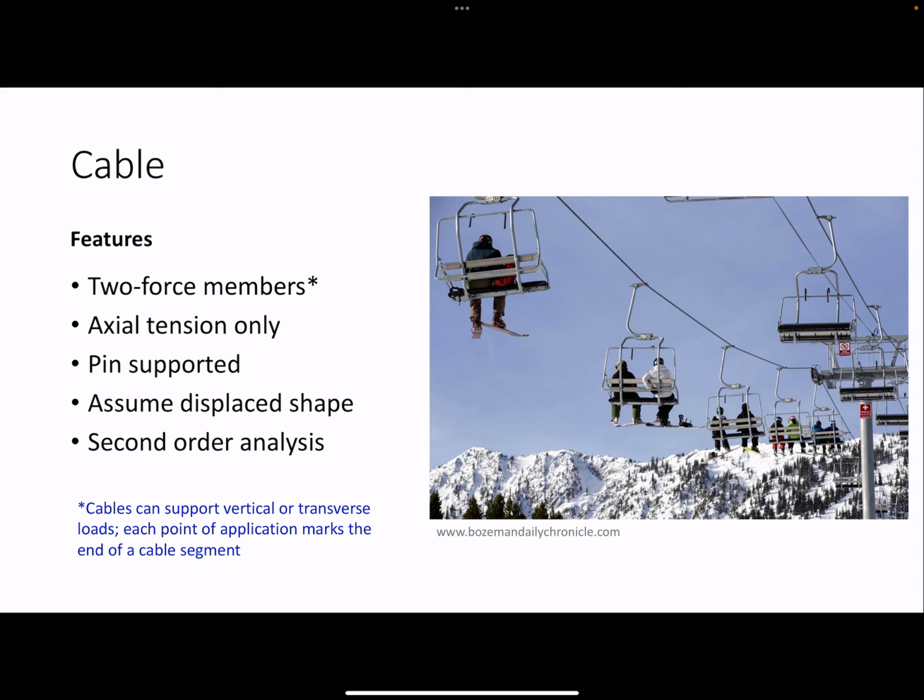So the note down here says, technically, cables can support vertical or transverse loads. So the applied load doesn't necessarily have to be vertical or in the direction of gravity, but if it is just a vertical load, then that simplifies a lot of our analysis and we can make certain assumptions. So we'll see that as we go through this.